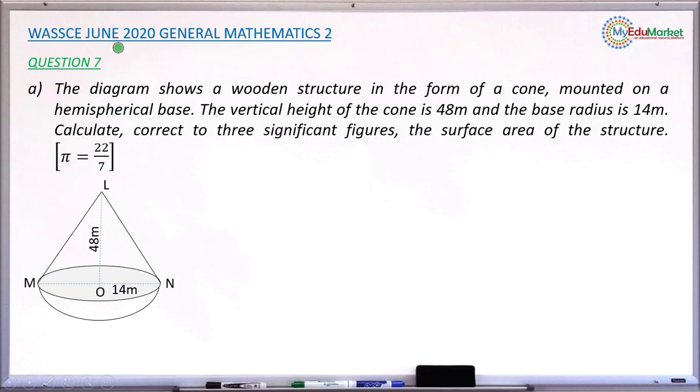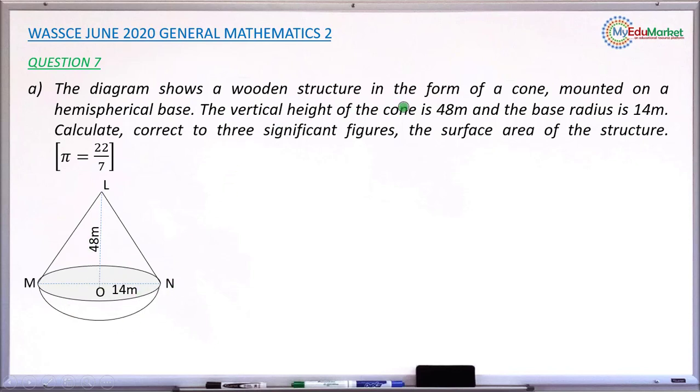This is WAEC June 2020 General Mathematics Paper 2, and we are answering question number 7A. The question reads, the diagram shows a wooden structure. This diagram is a wooden structure composed of a cone that is mounted on a hemispherical base. The top part is a cone, while the bottom part is a hemisphere. The cone is mounted on top of this hemispherical base.